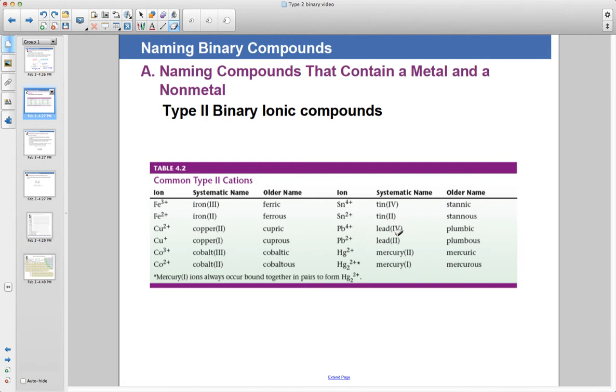Lead is another one. It can either form a 4 or a 2. So you would have plumbous or plumbic. And then mercury 2 or mercury 1. Now these are some common ones. Of course there are others, but these are just some common type 2s that we will be dealing with. And to help you along, just make sure you understand your algebra and that everything balances out to 0, and you should be just fine with these.